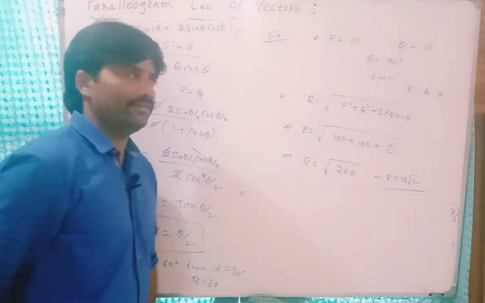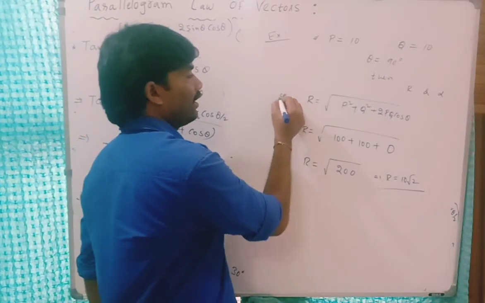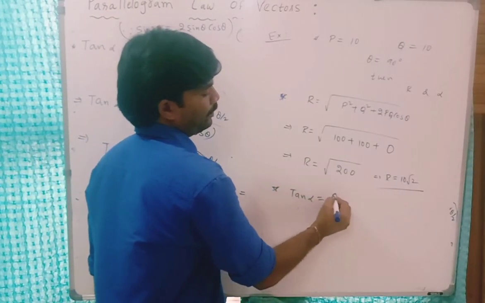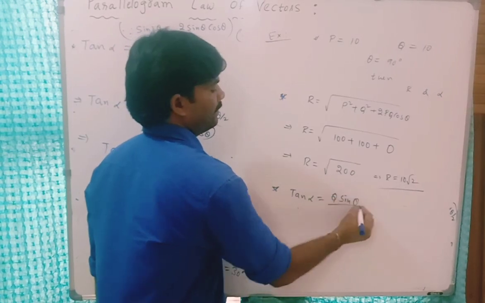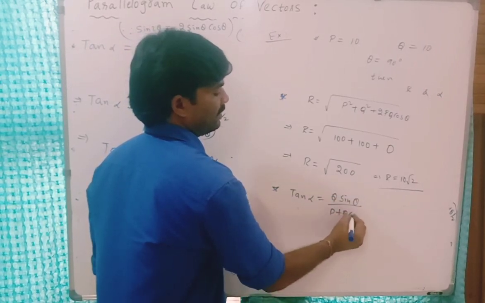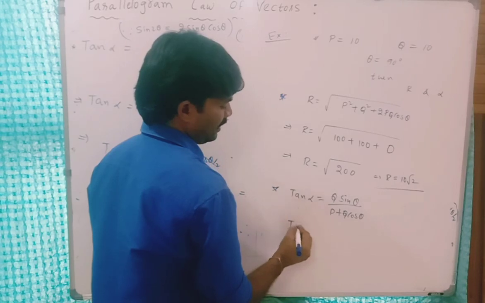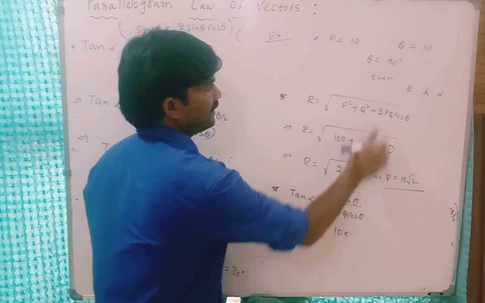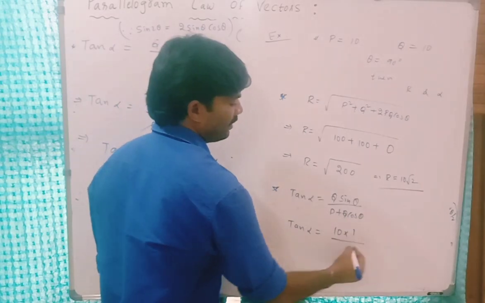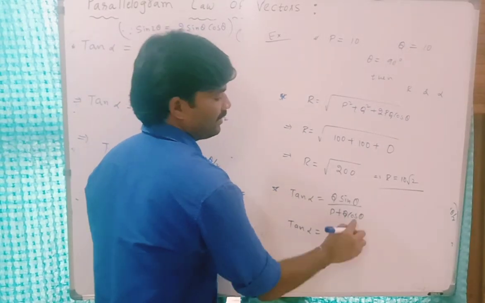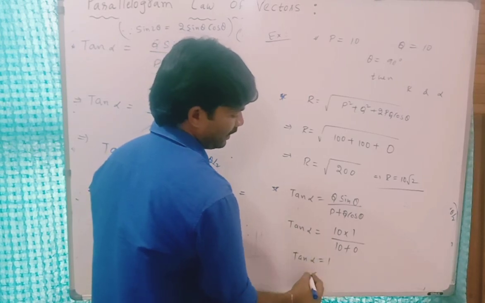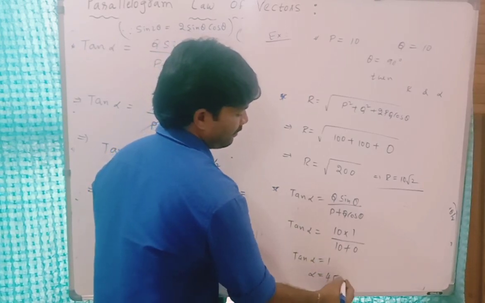That is the magnitude. Now for angle alpha, tan alpha is equal to Q sin theta by P plus Q cos theta. Tan alpha is equal to 10 sin theta, theta is 90, sin 90 is 1, and this is 10, and cos 90 is 0. Tan alpha equal to 1, alpha equal to 45.